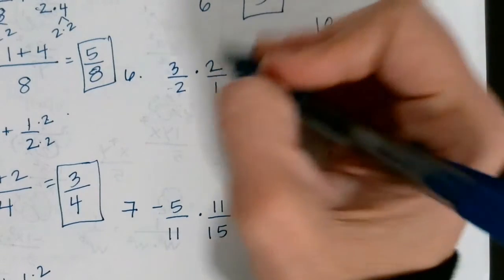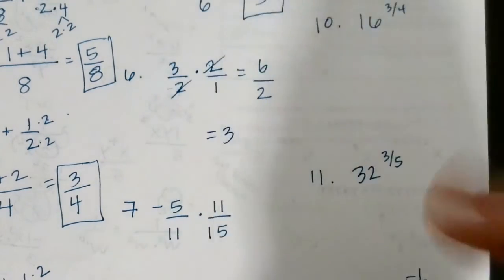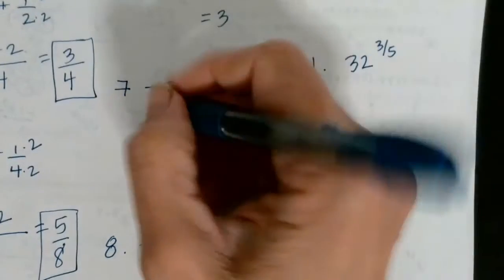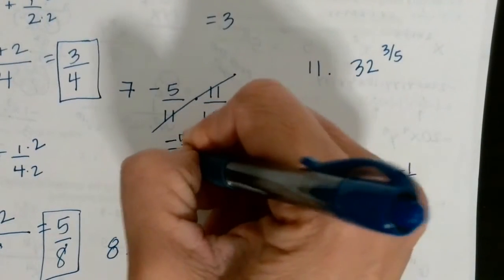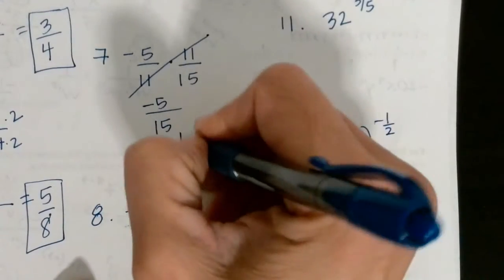Another way you can do it is just cancel those out. Both ways equal 3 because they have a common factor in the numerator and denominator. Same thing here, these cancel, 11 and 11, so I'm left with negative 5 over 15, but those are both divisible by 5, so that's negative 1/3.